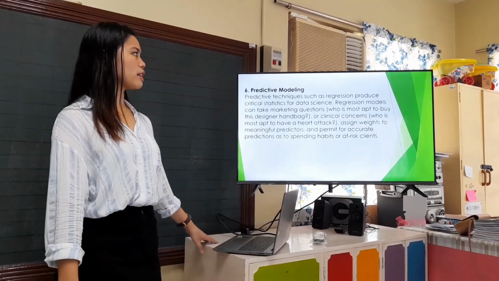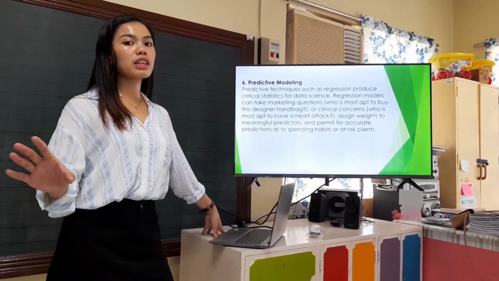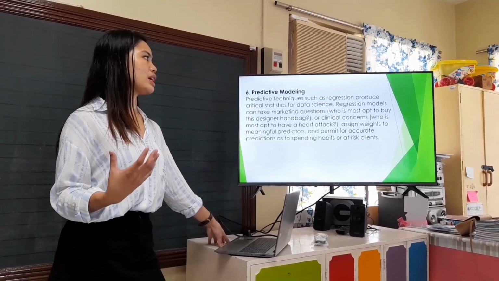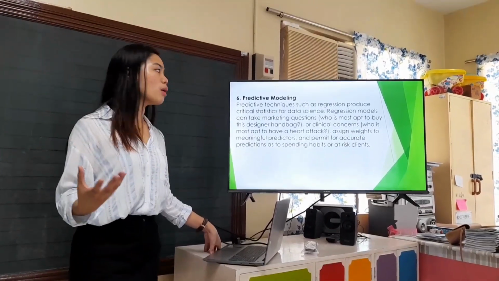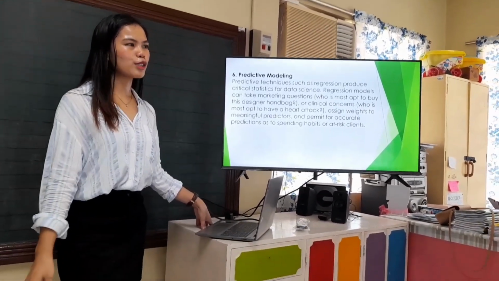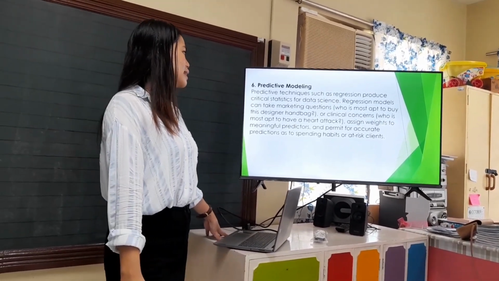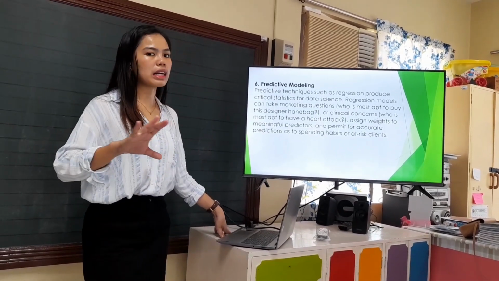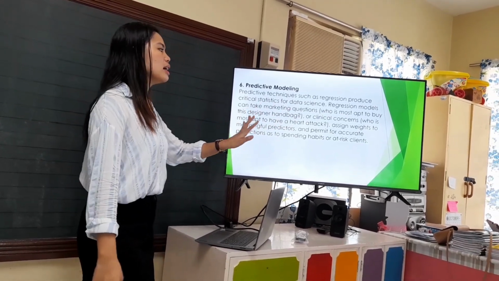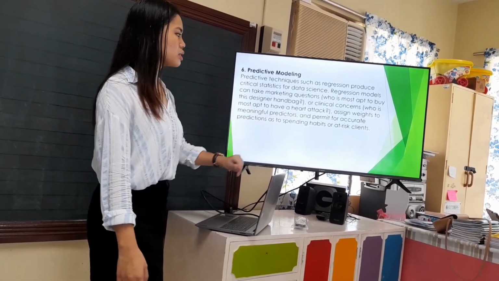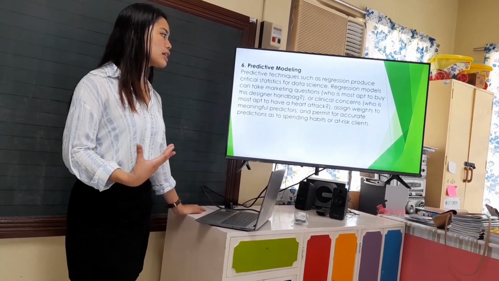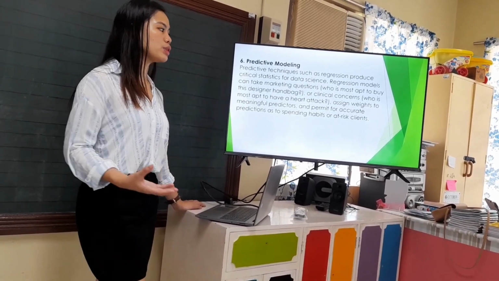Now, we have the predictive modeling, in which predictive techniques such as regression produce critical statistics for data science. So the regression models can take marketing questions. Marketing questions would be, who is the most apt to buy this designer bag? Or the clinical concerns, who is most apt to have a heart attack? They assign weights to meaningful predictors, and are important for accurate prediction as to spending habits or at-risk clients.